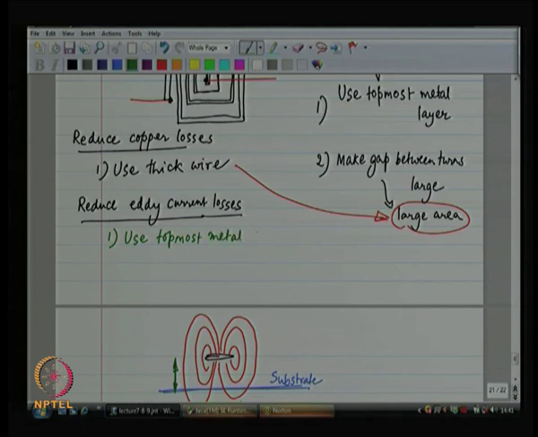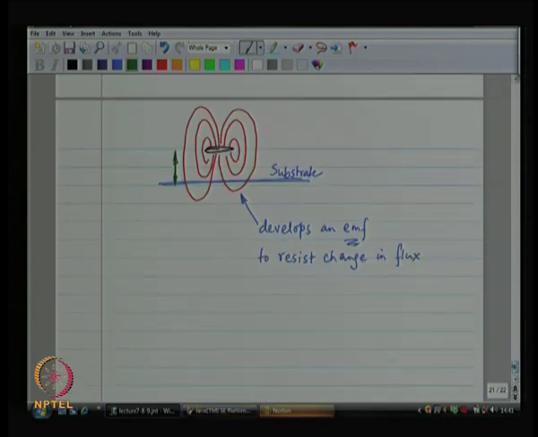So, be as far away from the substrate as possible. Okay. Now, suppose you are already using the topmost metal layer, what else can you do? So, now take a look. The substrate develops an EMF to resist the change in flux.